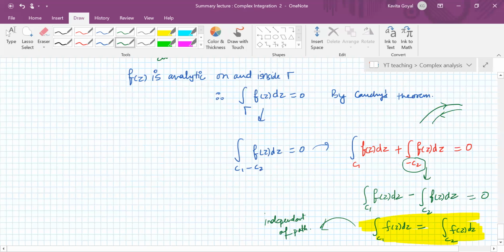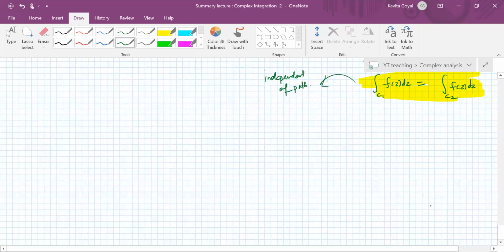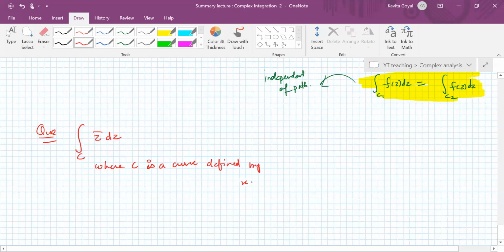Now suppose you have this problem. The question is: integrate z bar dz along C, where C is a curve defined implicitly. Say C is defined by x to the power 5 plus sine y, x plus log of e raised to power xy equal to 0. So this is the curve given to you.